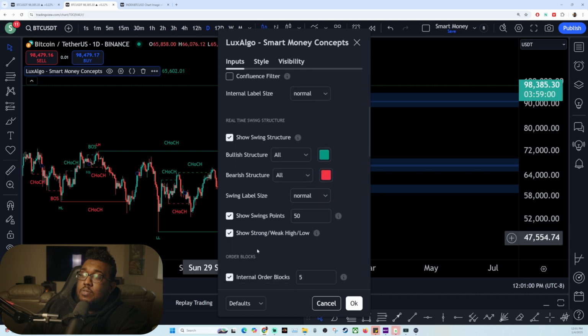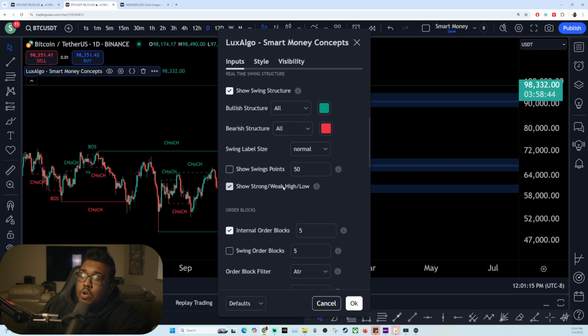So what that allows you to do is you can go for the last 50 candles or not. Basically, it displays swing points as labels on the chart. I don't need to do this, but if you feel like you want it, definitely add it on there. If you guys are new, I'd rather you have it than not. All right. Next up, we're going to have show strong, weak, high, low.